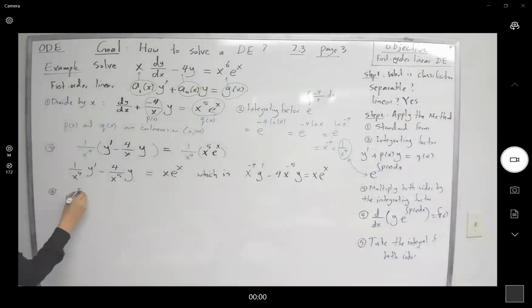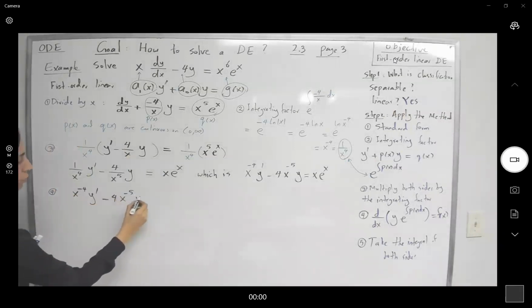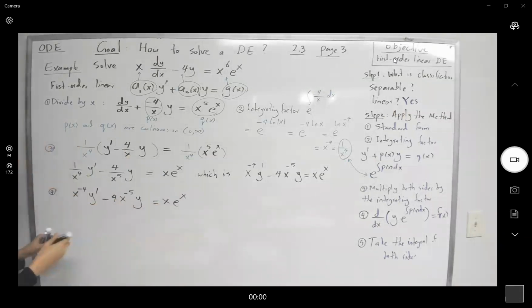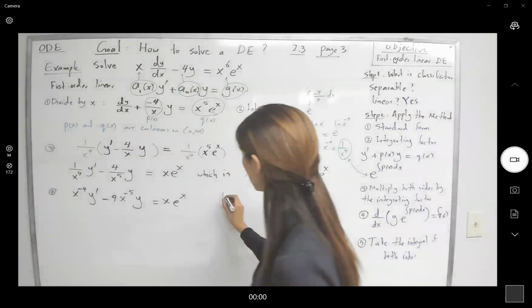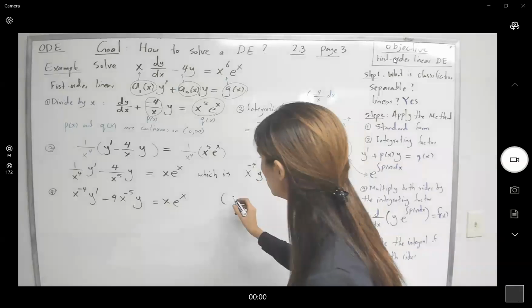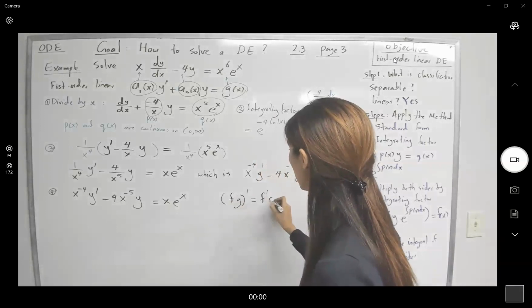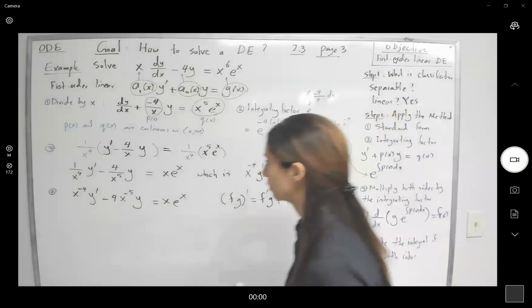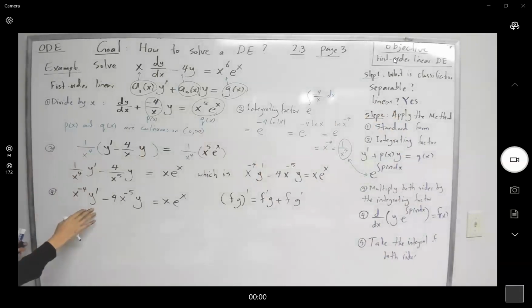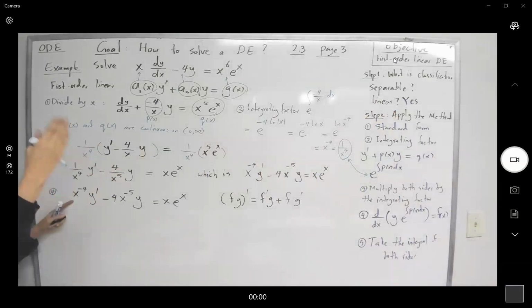So step 4, let me rewrite this here. You have x to negative 4, y prime minus 4, x to negative 5, y equals x e to the x. Take a look at this. Remember that the product rule says, if you have, for example, two functions like f and g, and you take the derivative, it is f prime g plus f g prime. What do you have here? You have the derivative of y times the function. Well, this function has a derivative. What is the derivative of x to the power negative 4? It is negative 4, x to the power negative 5.